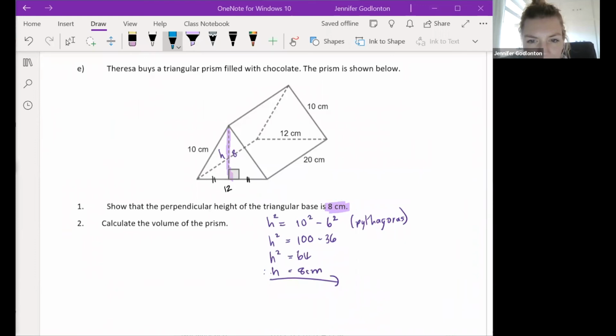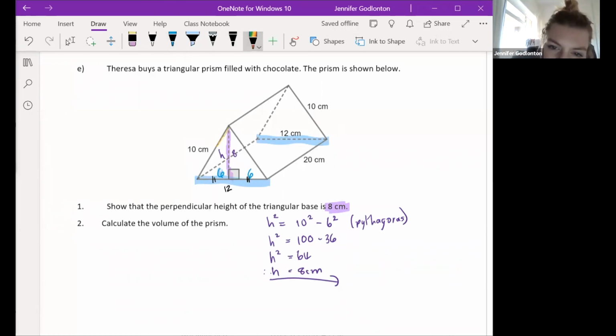What did you do? Okay, so we could see that this 12 over here is the same as this 12 over here. Okay, and then I told you that those two are the same length as each other. So that means that this length here is 6 and this length here is 6. So if I'm looking at this triangle over here, I can use Pythagoras by saying 10, 6, and h. And I can try and find h with Pythagoras.